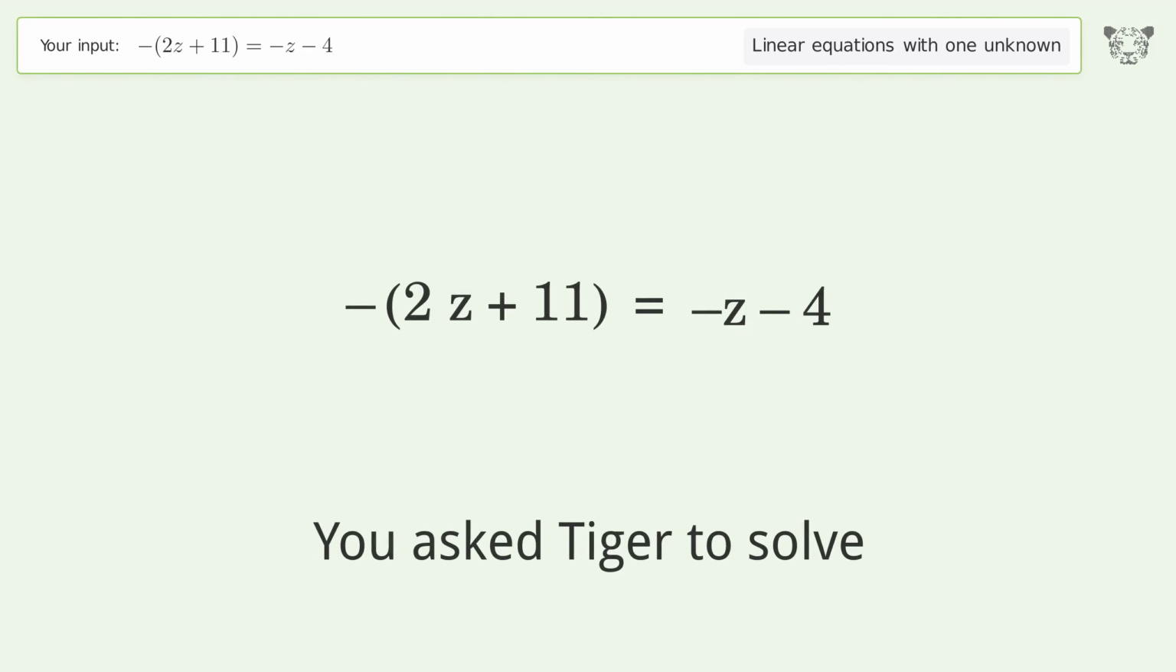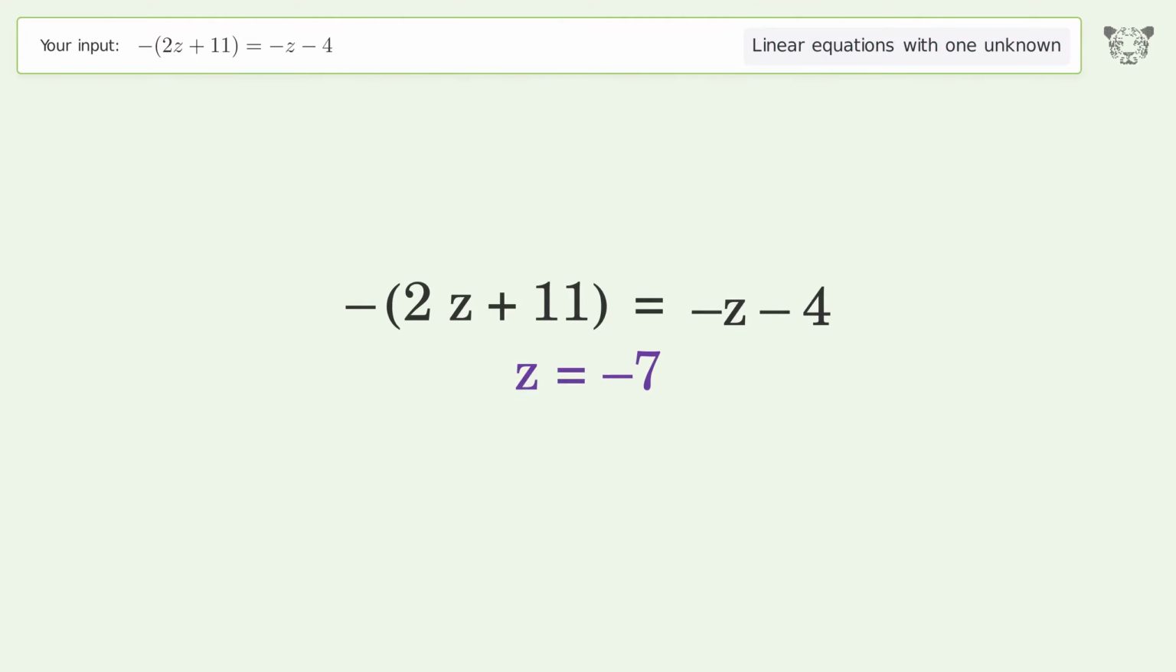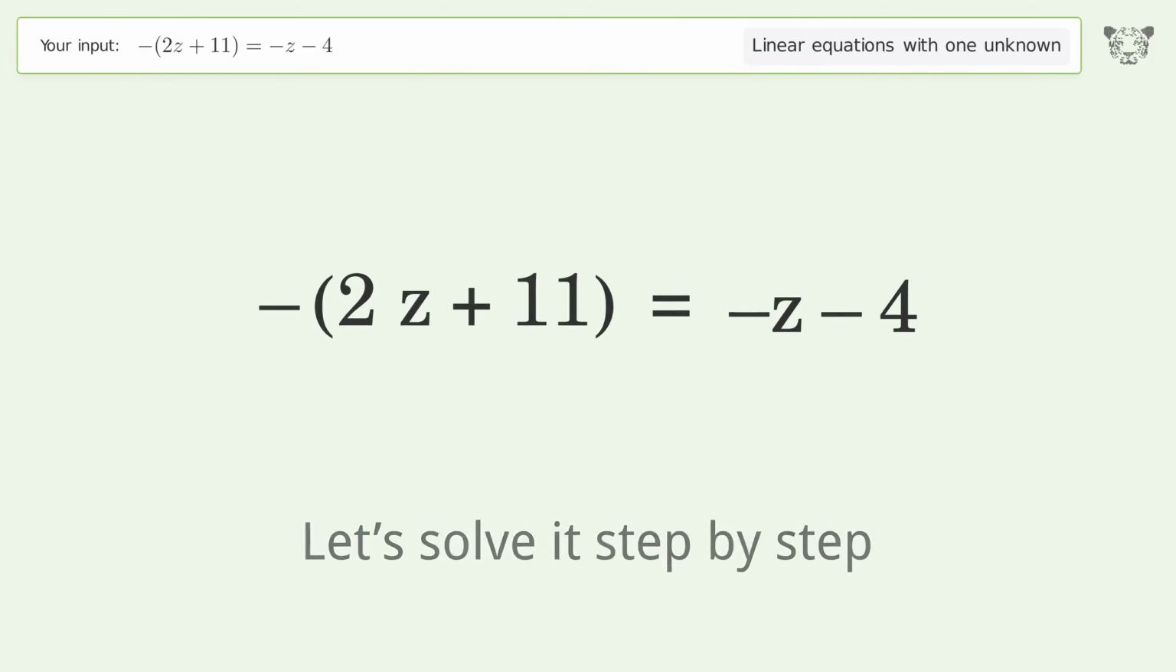You ask Tiger to solve this. This deals with linear equations with one unknown. The final result is z equals -7. Let's solve it step by step.